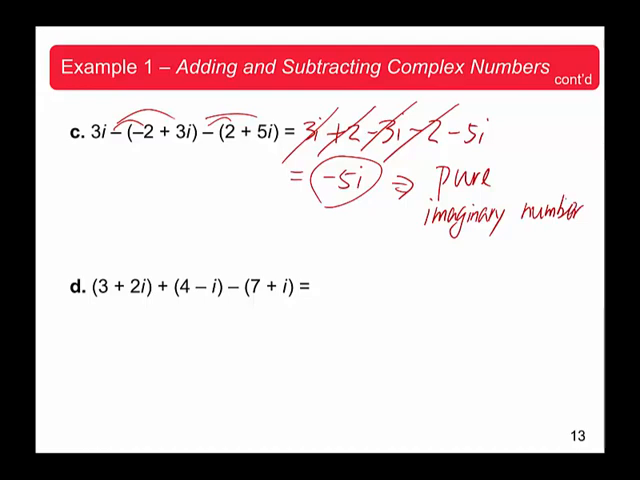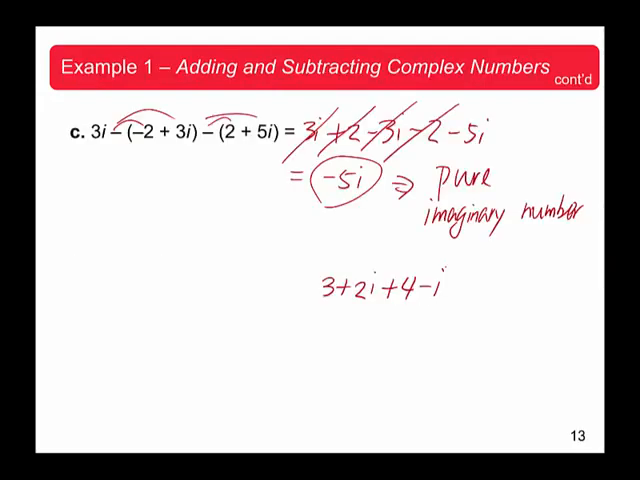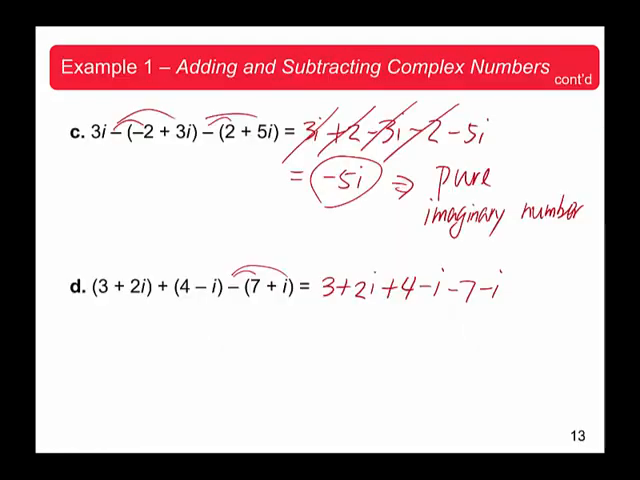Now, part D deals with adding and subtracting. So again, first of all, get rid of the parentheses. So you have 3 plus 2i plus 4 minus i. And distribute the negative sign, both become negative: minus 7 minus i. So typically we could put all the real numbers together, so 3 plus 4 minus 7 goes together. The other one is 2i minus i minus i goes together.